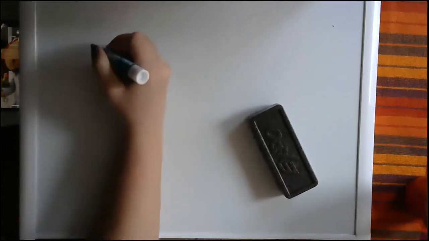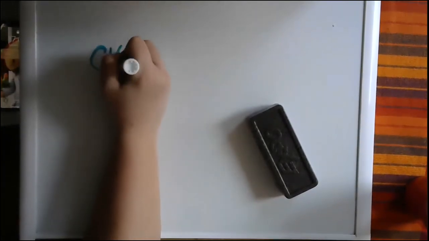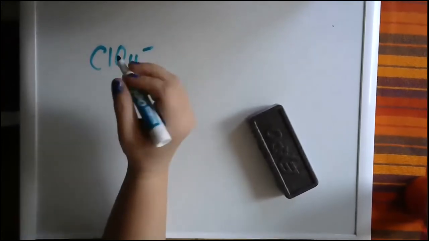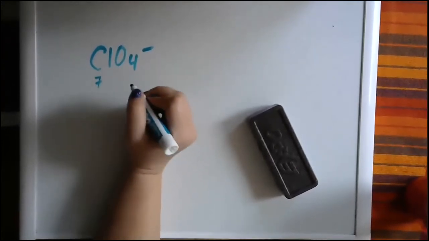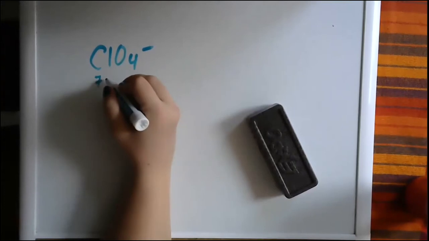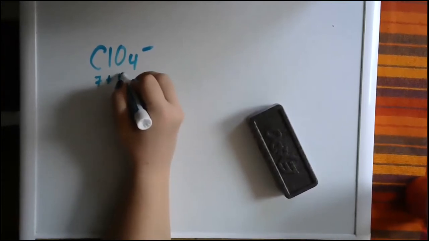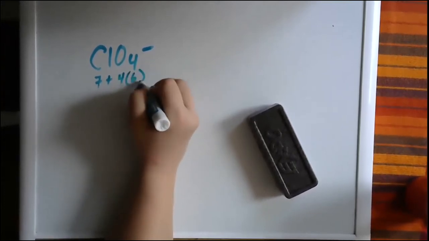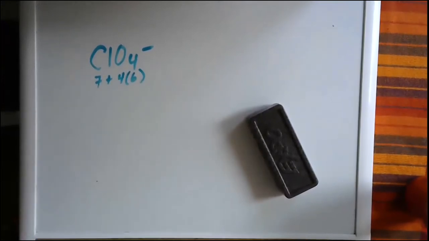Okay, and I think we have one more. ClO4 minus. Okay, we have 7 valence electrons for chlorine. We have 4 oxygens, each has a valence of 6. Now this one's interesting because we have a different ion. We're looking at an anion now instead of a cation.